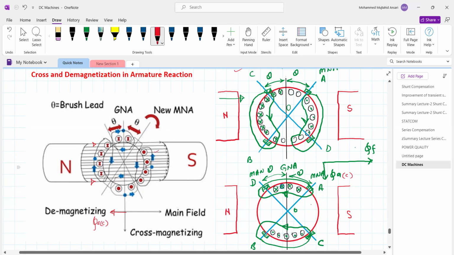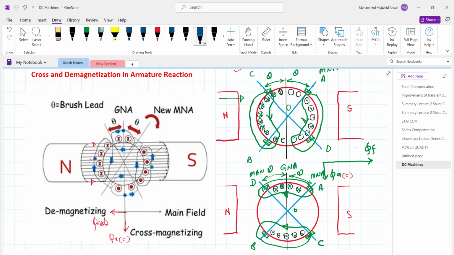Whereas these conductors are going to produce magnetic flux in the downward direction, but the flux is produced by the armature. It is phi A, but it is the cross magnetizing. Sorry, it is demagnetizing. So D, and it is C. The same diagram is there, and this is the new position of the magnetic neutral axis. Now it is important to estimate how many conductors are responsible for producing the demagnetizing and how many conductors are responsible for producing the cross magnetizing. So we will see one by one.